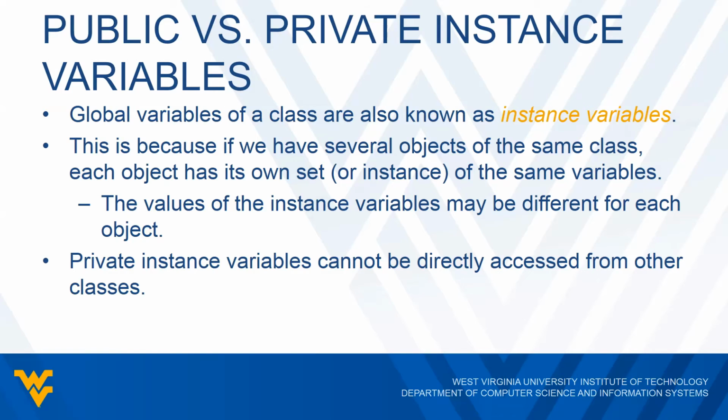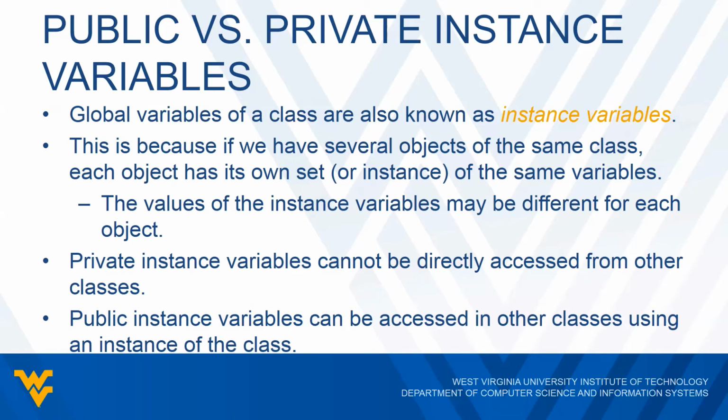Now, if we were to set it to public, then those instance variables that are set to public can be accessed by other classes, and it can be done by using an instance of the class. So I could have an object of a different class, and I could access a public variable of some other class.